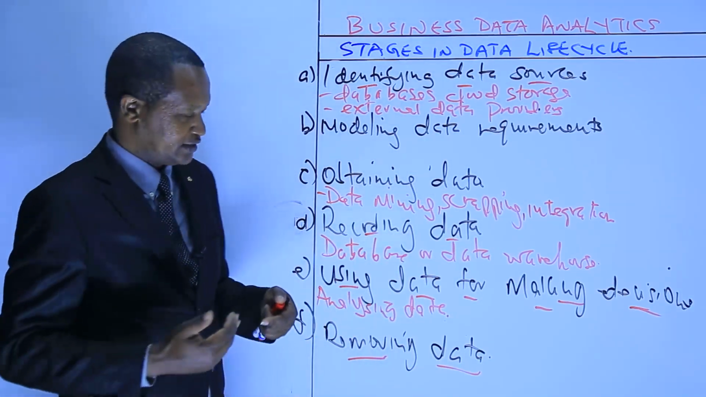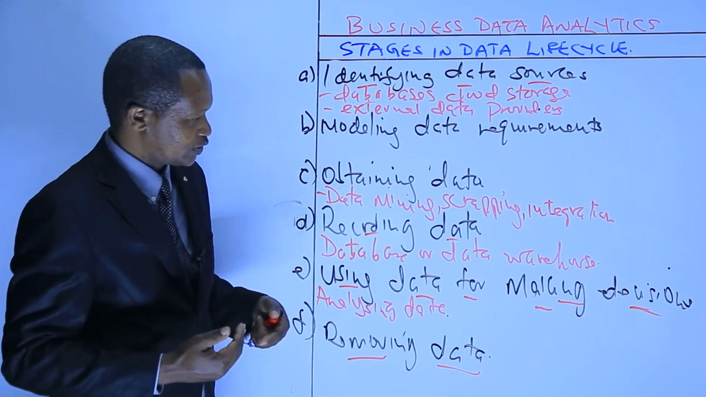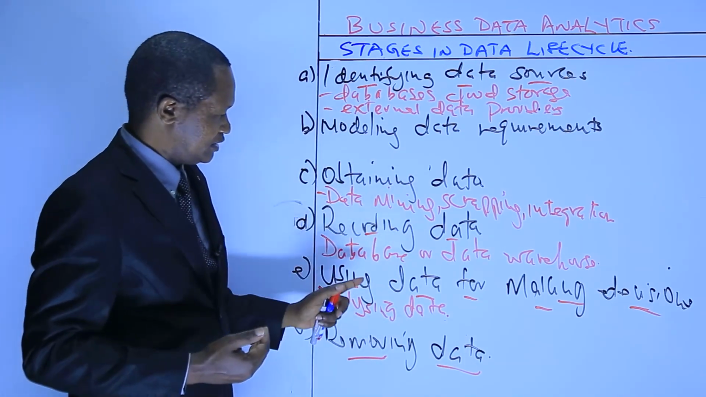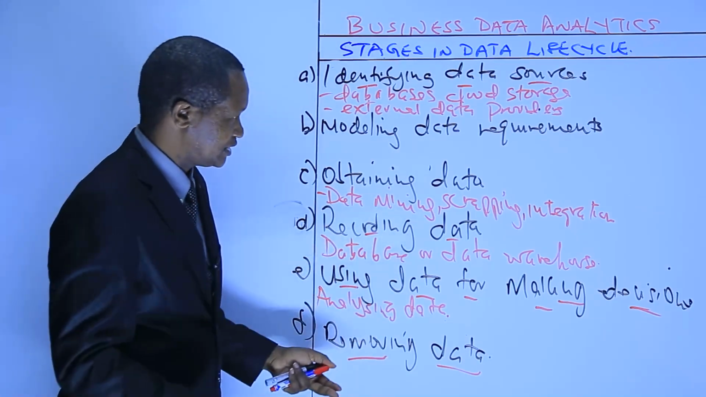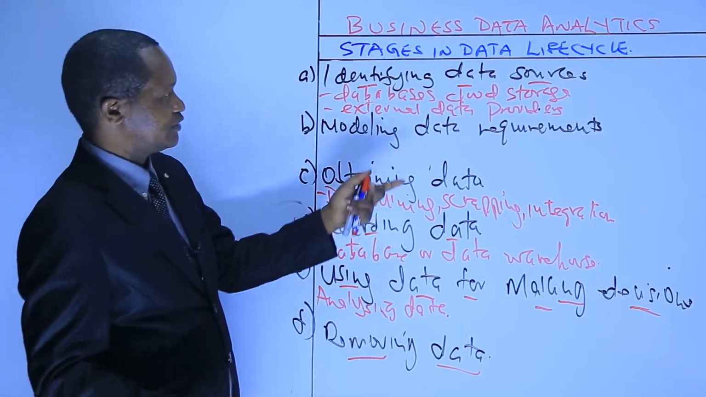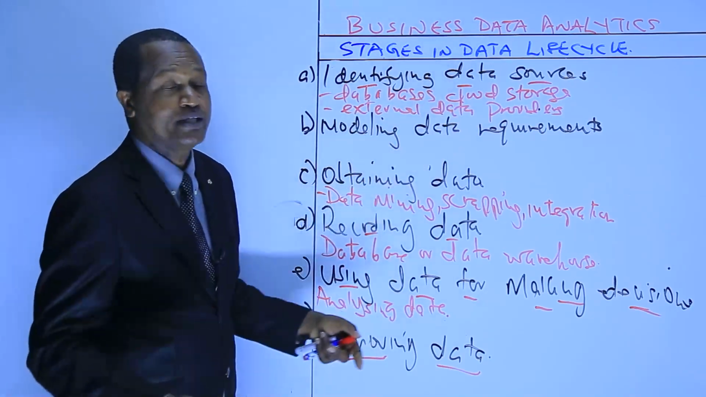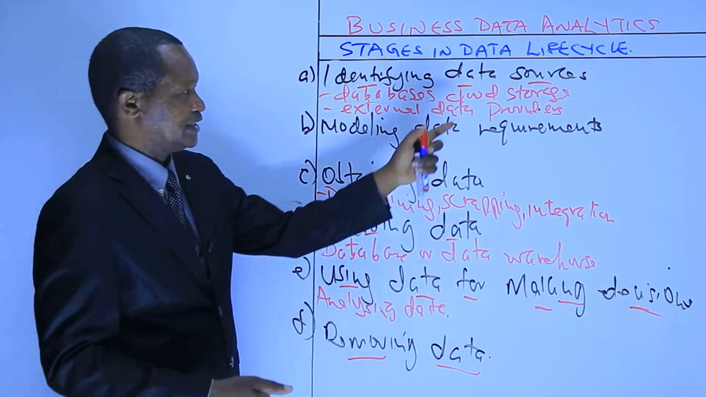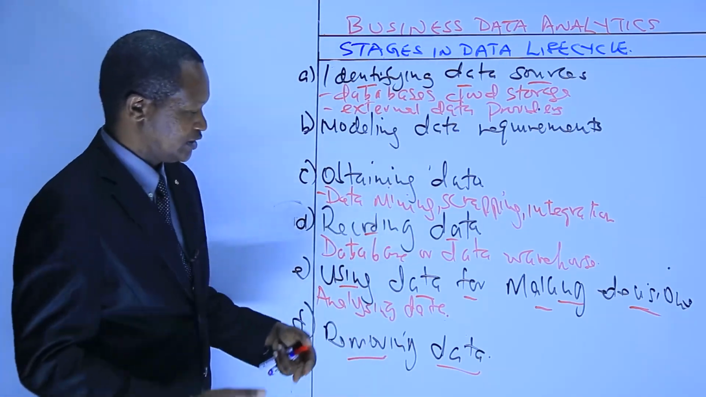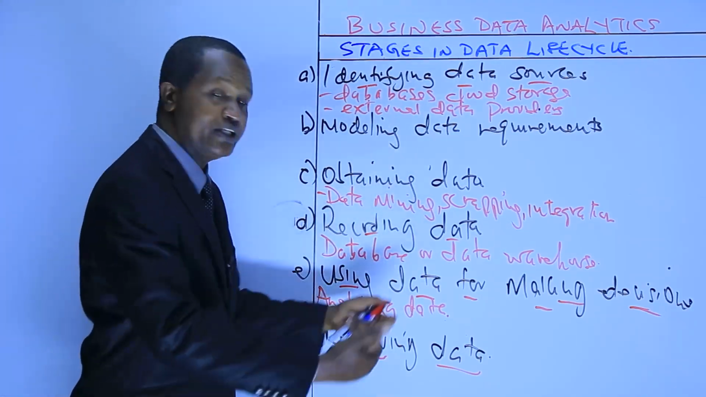So after data has been used to make decisions, there could be data that may not be necessary. And we know, candidates, that storing data, for example in the cloud, can be expensive. So the data that is stored in the cloud that is no longer necessary has to be removed.